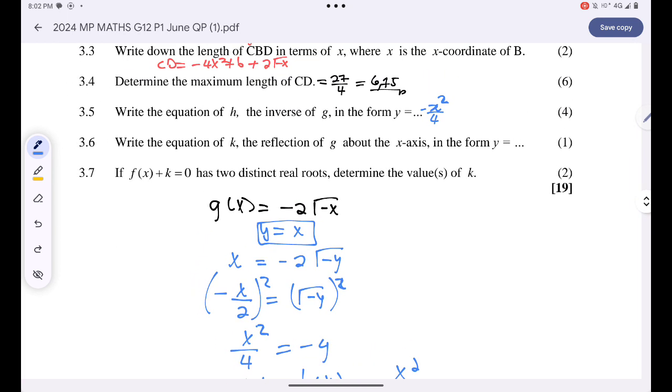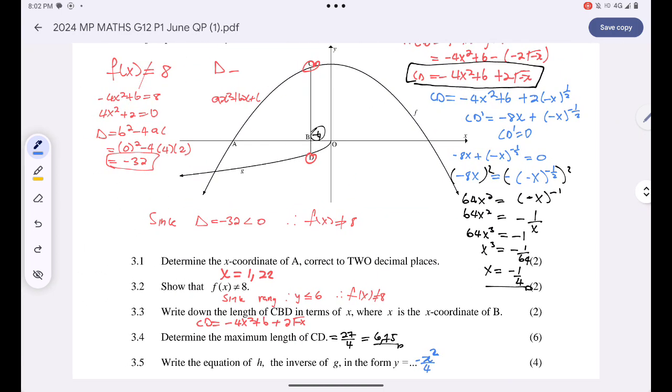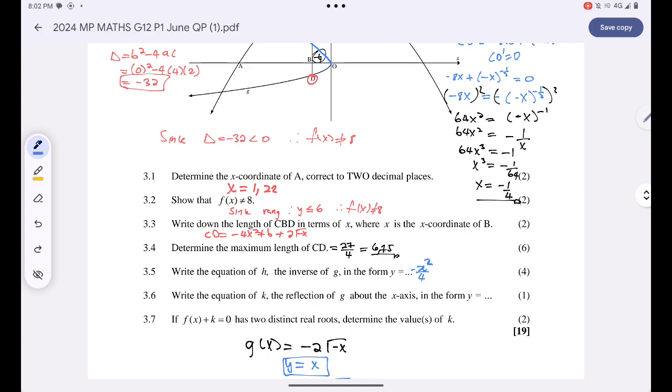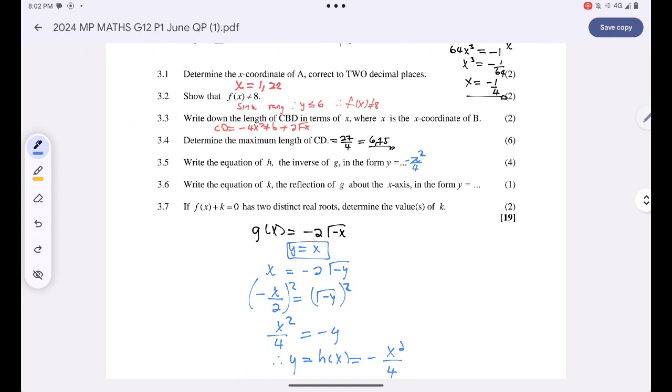Okay, and then now I'm supposed to write the equation of k, the reflection of g about the x-axis. If, guys, I'm reflecting this graph of g above the x-axis, the graph will just be over there. So the only thing that will change is the sign of y. Since g of x had -2 as its coefficient, that means k of x should have a +2. Are you together? So this is just +2 times the square root of -x.